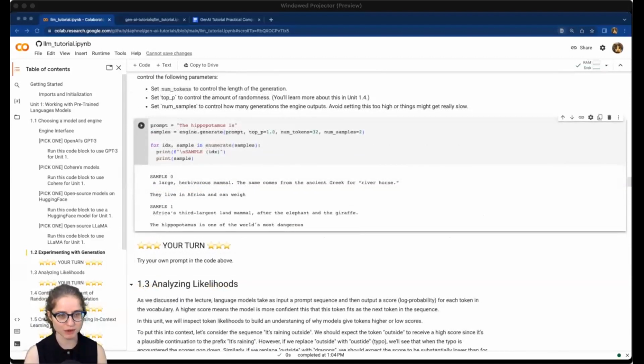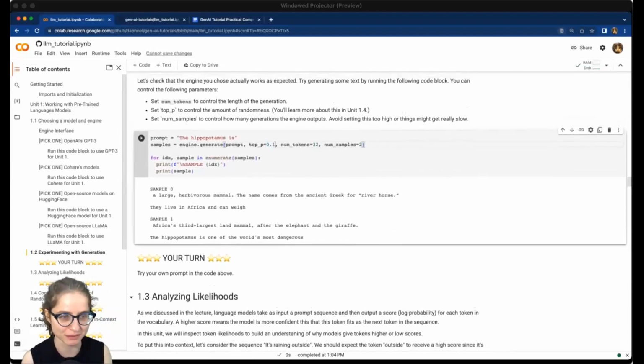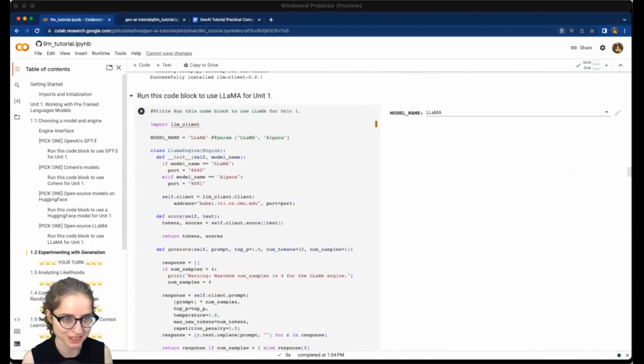Something you can experiment with if you're getting weird generations, like the hippo is a long-necked mammal, is this top P parameter, which is set to 1 currently. If you set it to something closer to 0.1, you're probably less likely to get weird things.